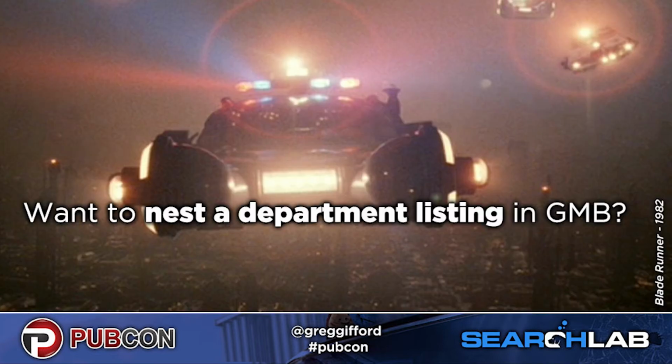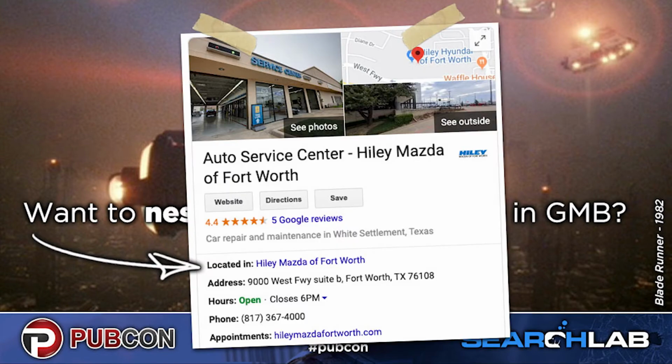Nested department listings are also really, really cool things you can use in Google My Business if you've got a situation where you've got separate departments that would need separate listings. So it'll look like this. This is an example of a nested service listing for a car dealership. You can see when you look at the service center, it shows that it's located inside of the main listing.